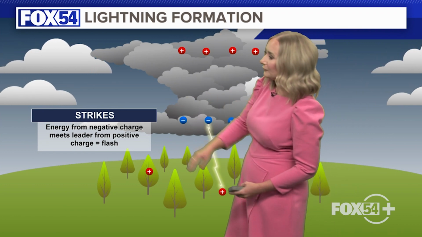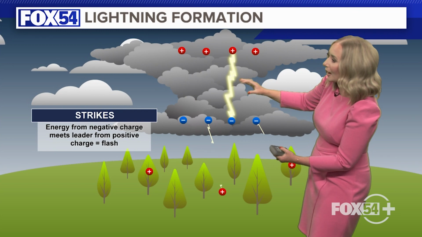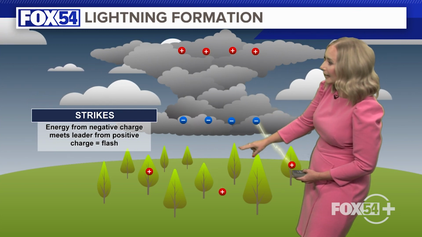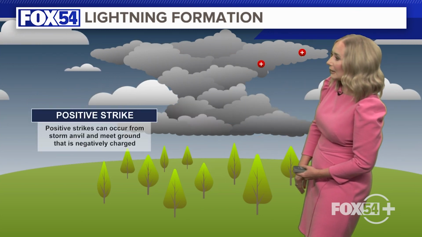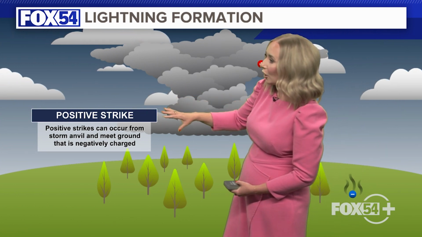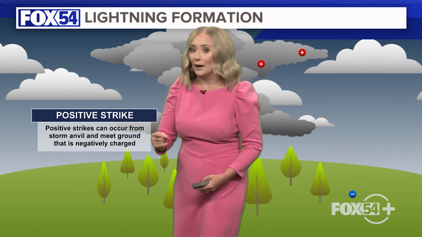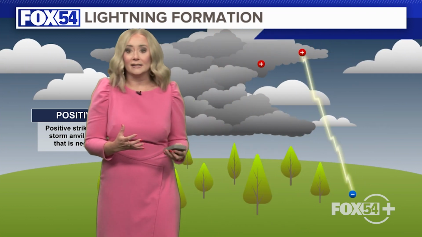So strikes happen from energy from the negative charge. It meets the leader from a positive charge, and that's what creates the flash of lightning, the cloud to ground lightning that we see sometimes. So positive strikes can occur from the storm anvil and meet the ground. Like I said, that's cloud to ground lightning, and that is because it is negatively charged. We have that negatively charged particle at the very bottom.